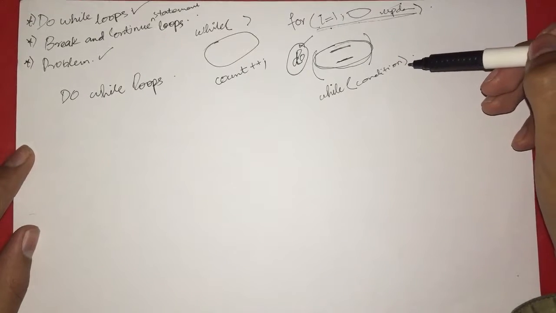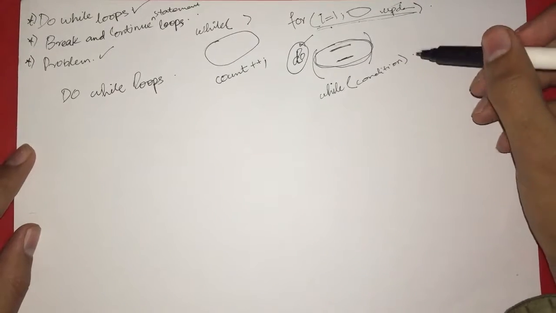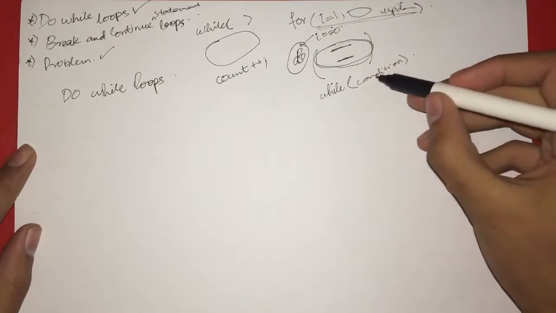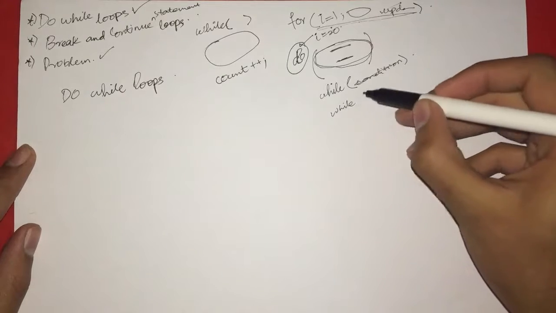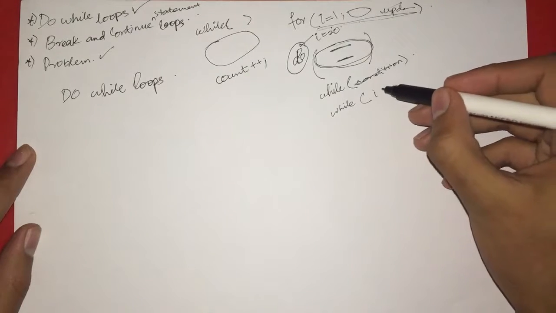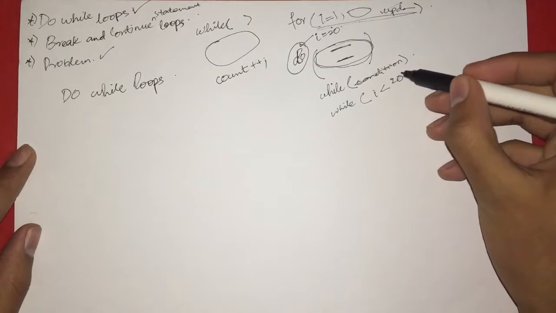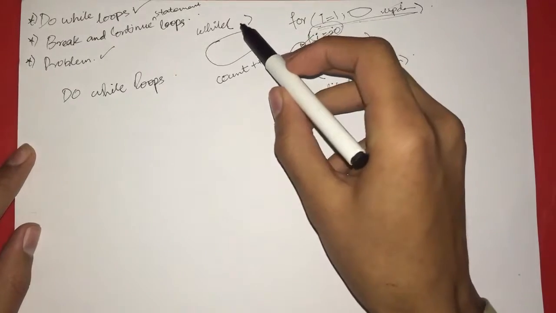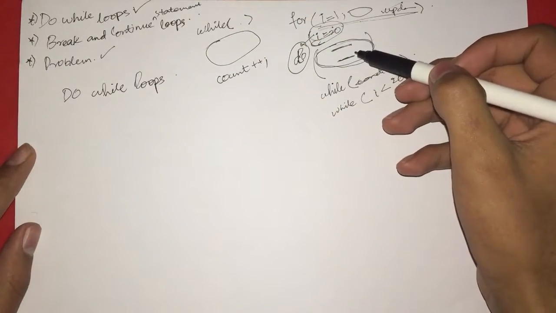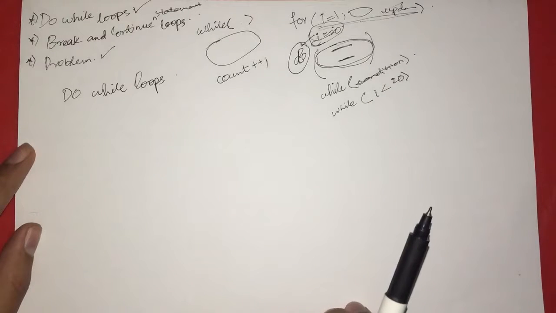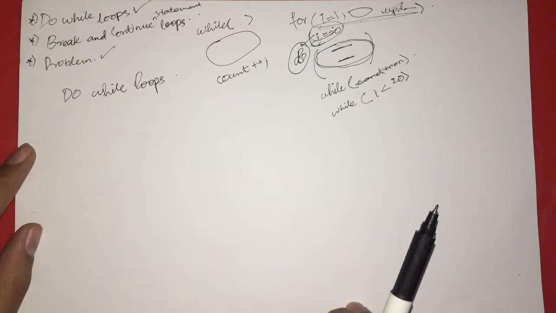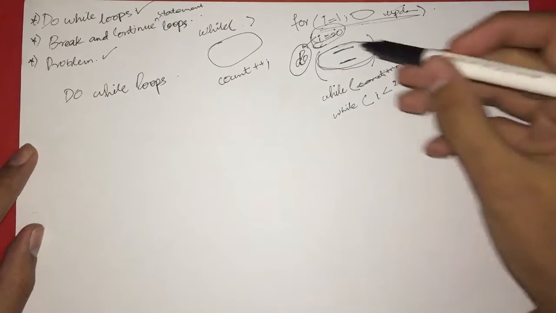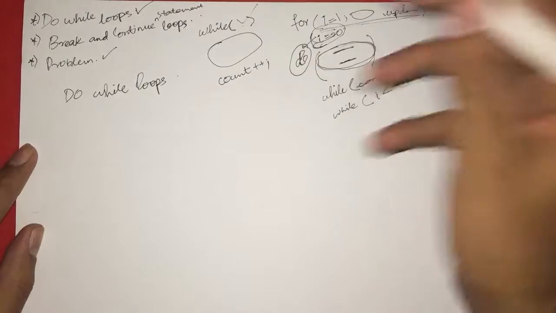So in any case, even if the condition is false in the first place, for example, we say that I equals 20, and here the condition is, for example, I is less than 20. But here I is 20. If we were in the while loop or for loop, the body of the loop wouldn't have been executed, because the condition is false here and here in the for loop.